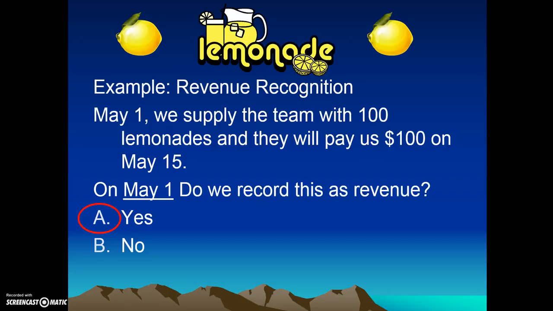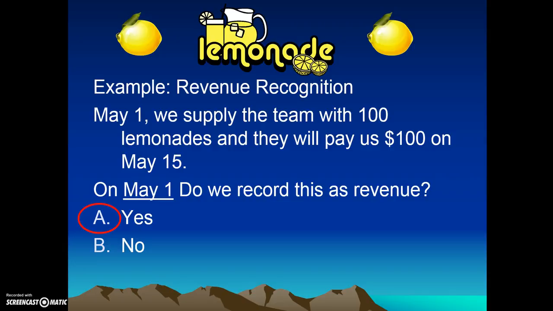They owe us $100 legally, and we have earned it legally. So we must record in our books $100 worth of revenue. And in this example, we would have revenue of $100, and what's the other side of the equation? Of course, we've got ourselves an asset.